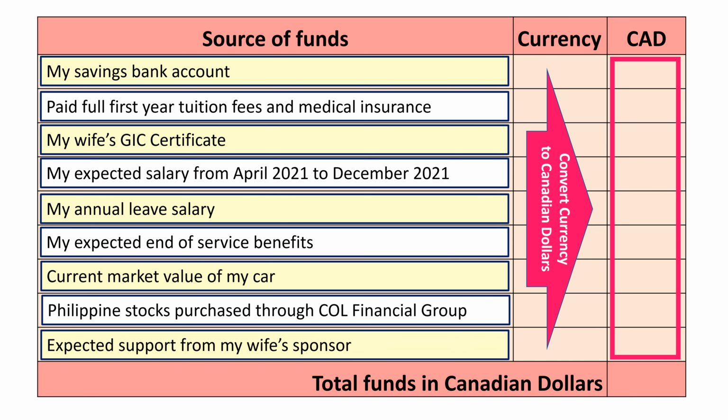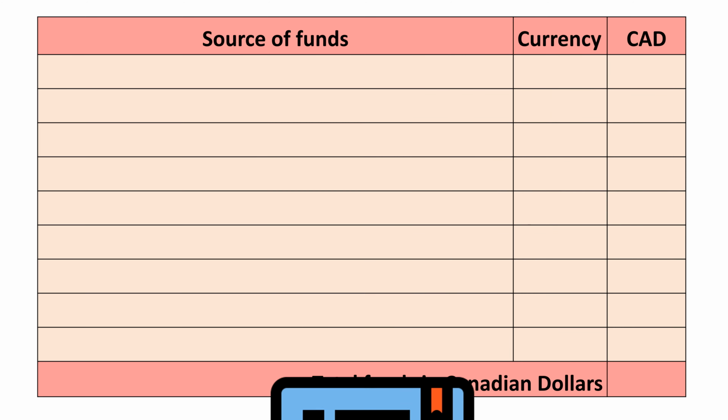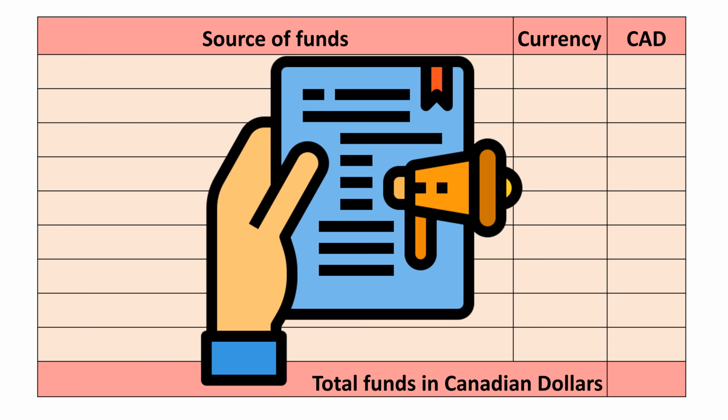If someone is going to sponsor the studies of your spouse, you also need to add the amount you are expecting to receive from the sponsor. And you need to attach a letter of financial support from the sponsor together with his or her bank account certificate. Do not forget that you need to provide all the supporting documents for each source of funds written in your table.